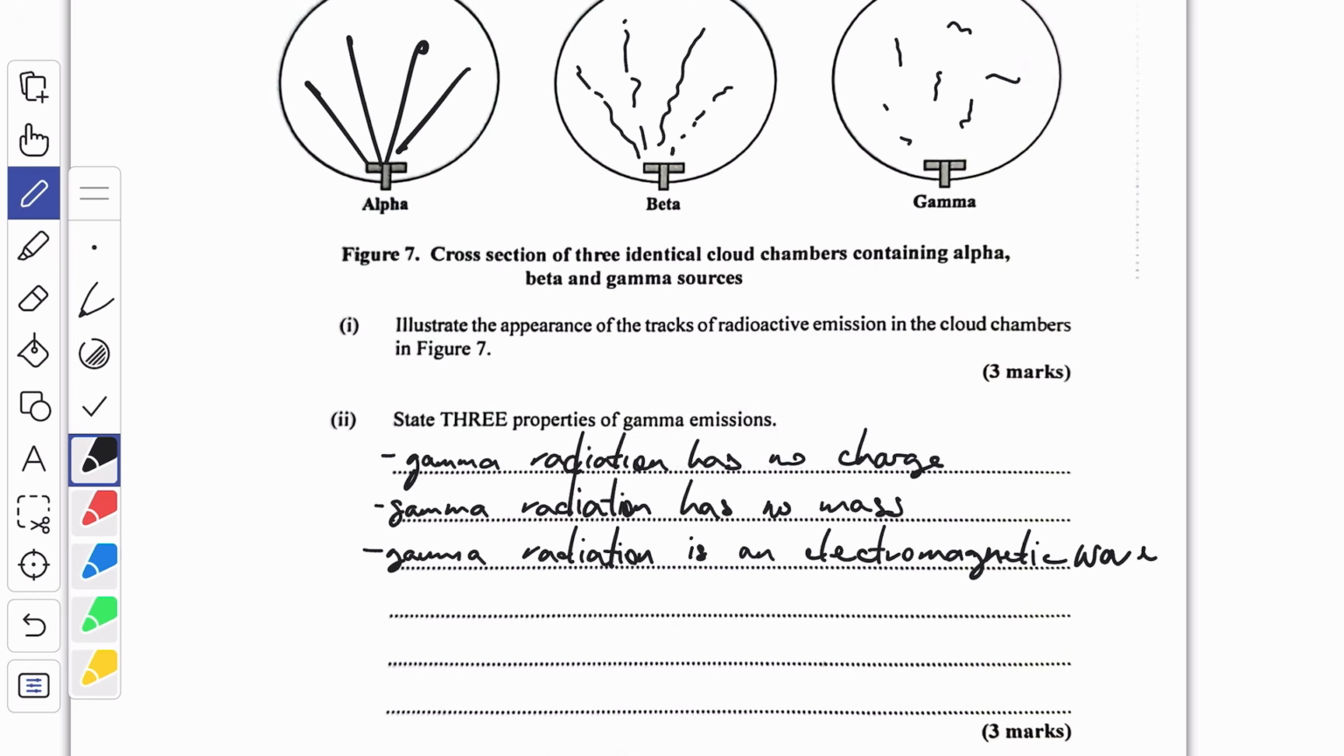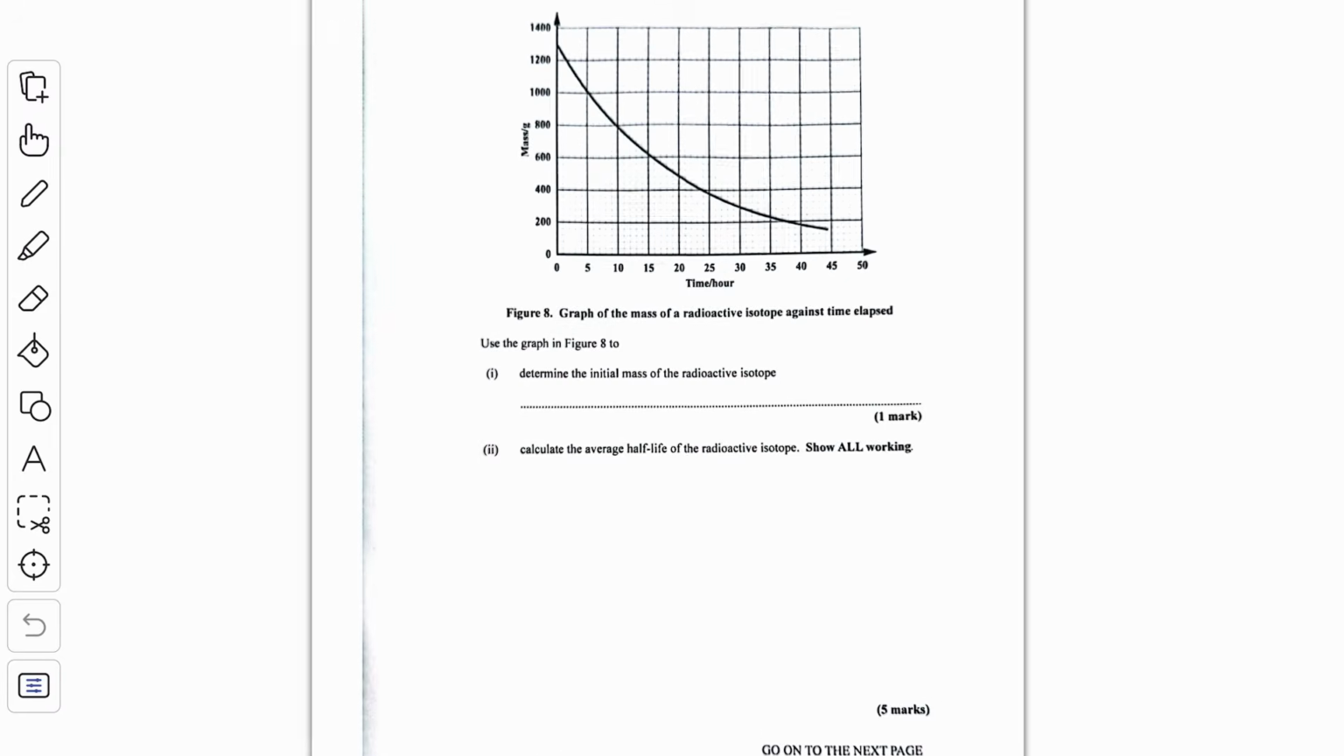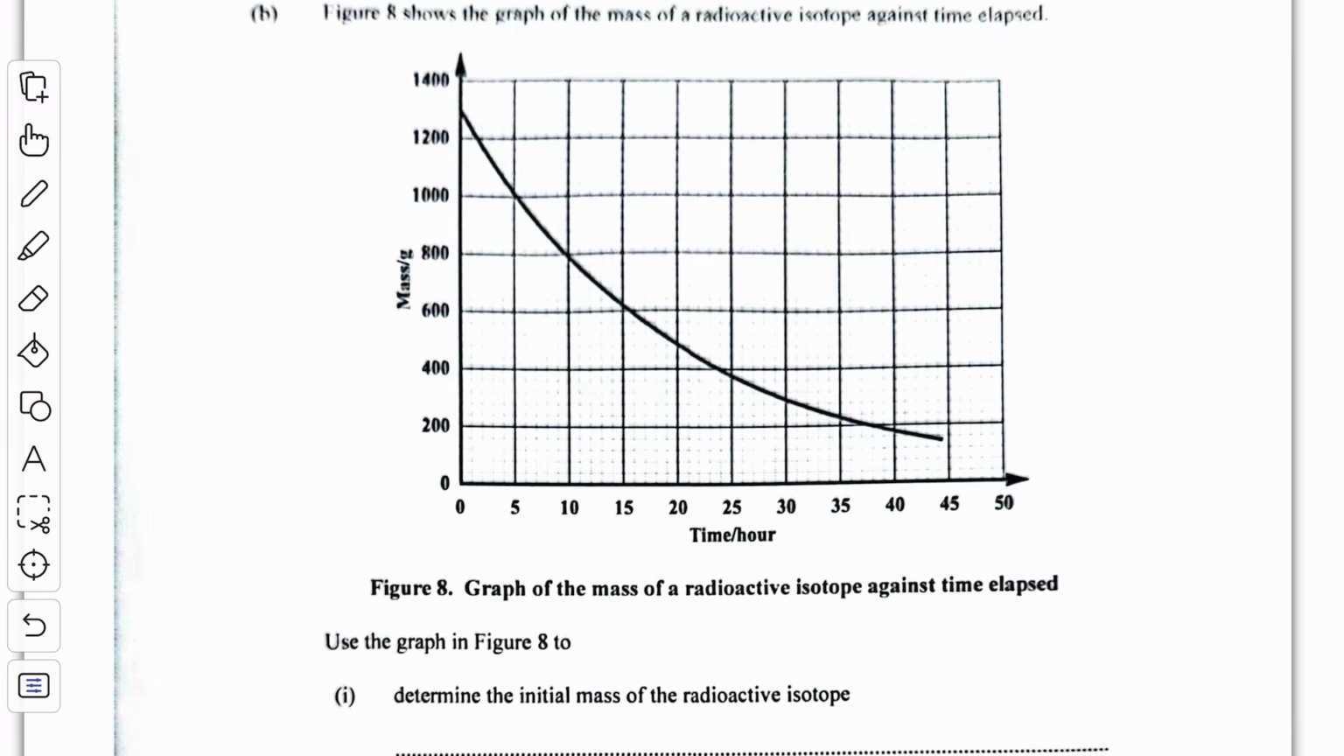So now we're on to part B. Figure 8 shows the graph of the mass of a radioactive isotope against time elapsed. So we have mass on the y-axis, time on the x-axis. This is really a graph that allows us to find the half-life. Now, the first thing they ask us to find is the initial amount.